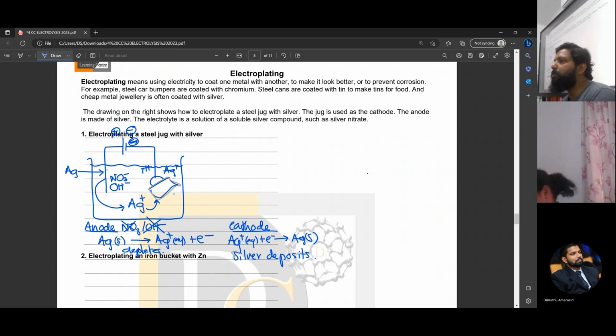Zinc one, there is a special case. Now, just because we are doing electroplating, don't ignore all the electrolysis rules. Okay. What we have here is an active anode.